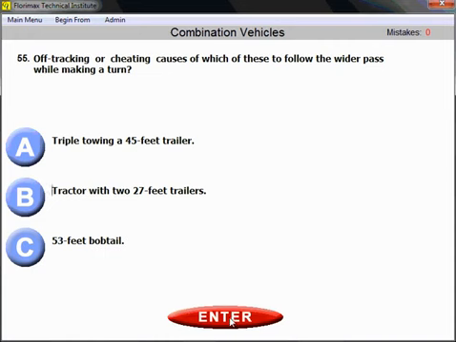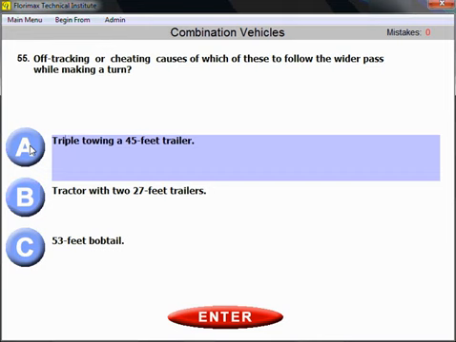Question number 55. Off-tracking, or cheating, causes which of these to follow a wider path while making a turn? In other words, in plain English, which one of these three combination vehicles will make a wider turn? Which way you need to turn as wide as possible? And the right answer is this one, triple.